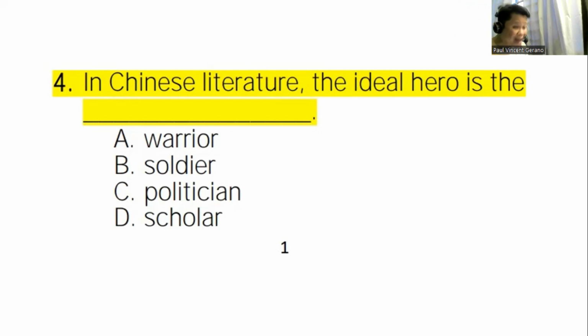Okay. Benedict's answer is scholar. That's letter D. Simon's answer is also letter D. Carl's answer is letter D as well. Christina's answer is letter A, however. Let's see Riza's answer. Riza's answer is letter D. That is the correct answer, letter D. In Chinese literature, the ideal hero is the scholar.